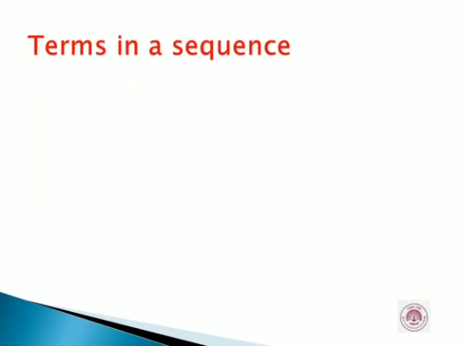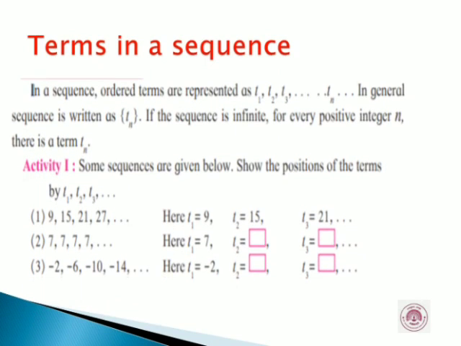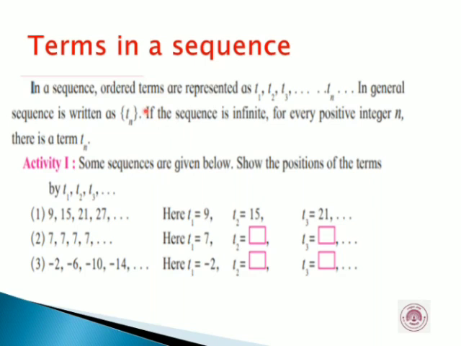Terms in a sequence. In a sequence, ordered terms are represented as T1, T2, T3, etc., Tn, etc. So in general, a sequence is written as the set Tn. If the sequence is infinite, for every positive integer n, there is a term Tn.